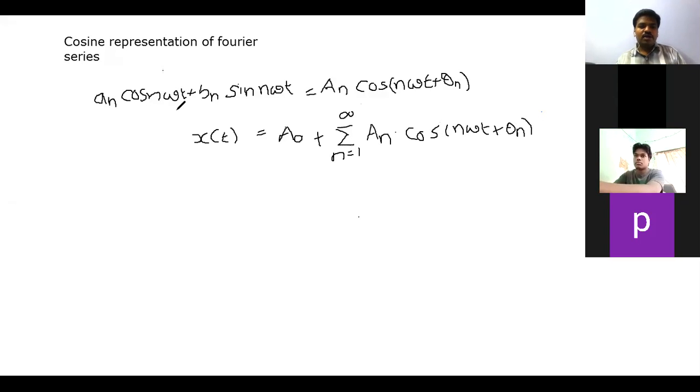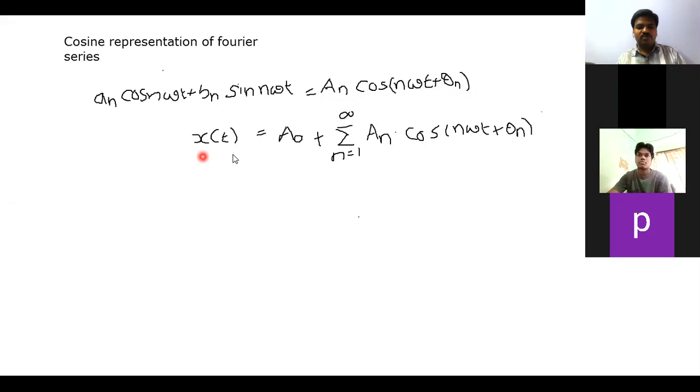The only change is here. In the trigonometric Fourier series, you will have x of t is equal to a naught plus sigma n is equal to 1 to infinity an into cos n omega t plus bn into sin n omega t. That is the trigonometric Fourier series. But as far as the trigonometric identity is concerned, this particular component an into cos n omega t plus bn into sin n omega t is simply replaced with an into cos of n omega t plus theta n. So later on, we are substituting the same in the trigonometric Fourier series.